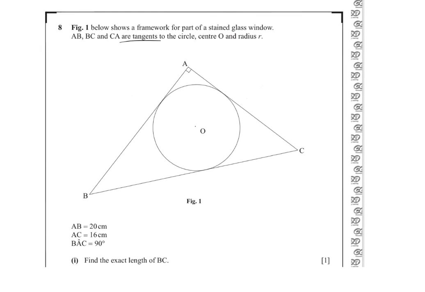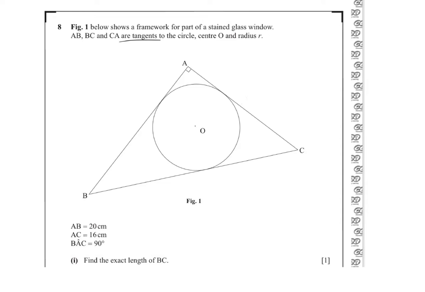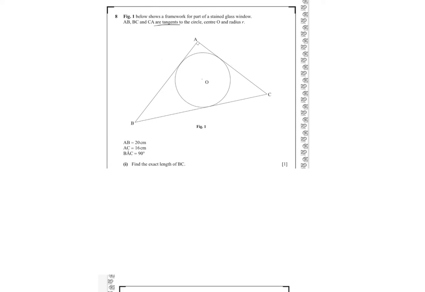It also tells you in this first bit, and I'll draw this diagram again, that AB is 20, so that means this bit here is 20, AC is 16, and BAC, very importantly, is 90 degrees, and what you've got to do is find the exact length of BC. So it's just a right angle triangle, so you can just use Pythagoras' theorem.